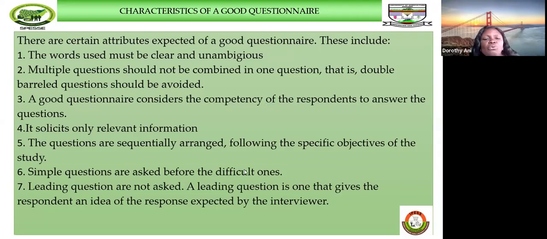So we go to the characteristics of a good questionnaire. What are the attributes expected of a good questionnaire? One is that the words used must be clear and unambiguous. What do we mean by that? We mean that you should use simple language that almost everybody will understand.